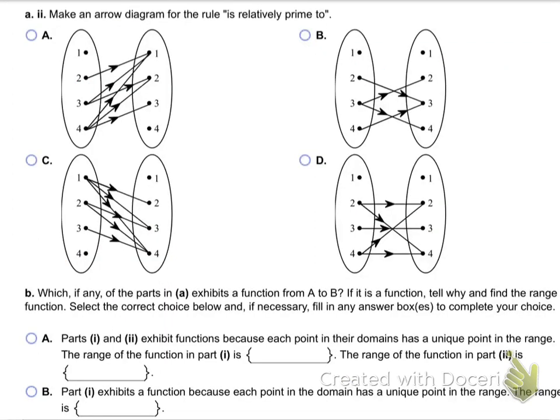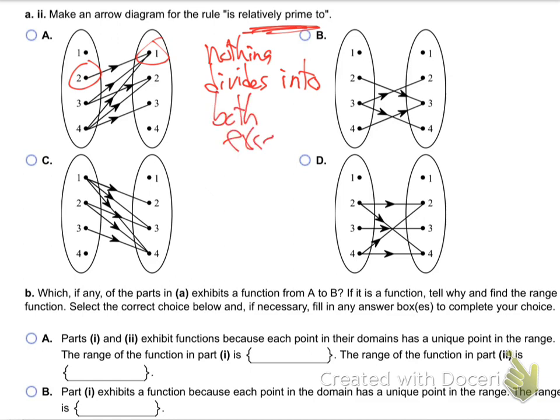Okay, so now make an arrow diagram for relatively prime. Relatively prime. What does that mean? Nothing in common. To be relatively prime means to have nothing in common. So does 2 have nothing in common? Well, I should say nothing divides into both except 1. Right, 1 goes into everything.